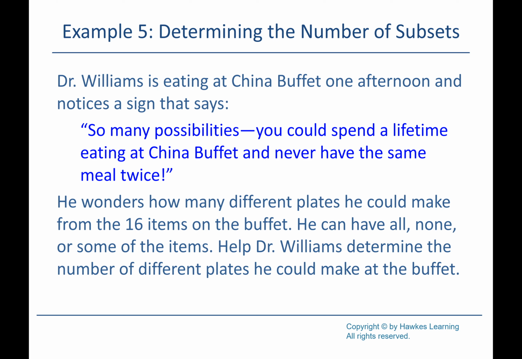All that is subsets. We're thinking how many different ways can you pick subsets from our set of 16 things on the buffet. Okay. And since it says he can have all of the things on the buffet, that would be all 16 things on the buffet. So that's the set itself again. So that means it's okay just to do subsets. We don't have to do proper subsets. So with 16 things on the buffet, if we do 2 to the 16th power, that tells us how many subsets we have.